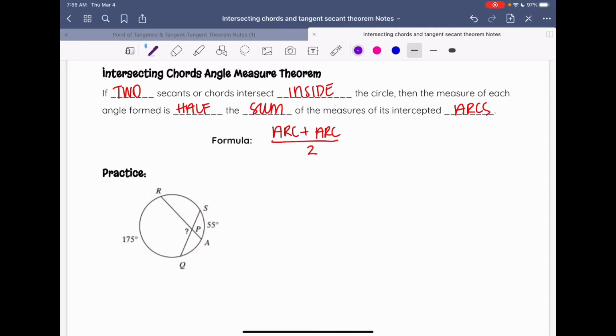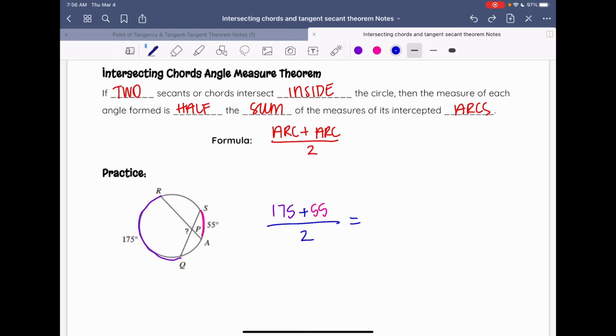So if you look at this example that I just highlighted, I have this 175-degree arc right here. That is the intercepted arc that corresponds to my missing angle, the angle that I'm trying to find. So I'm going to add the 175 plus this other arc right here, and then divide that sum by 2. So I have 175 plus 55, and then divided by 2 to find my angle measure, my little question mark.